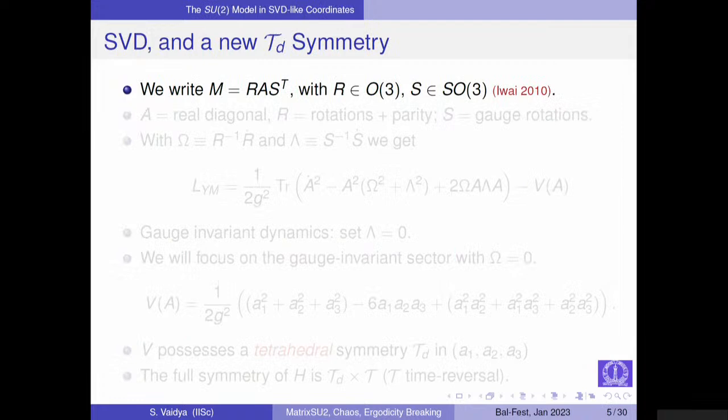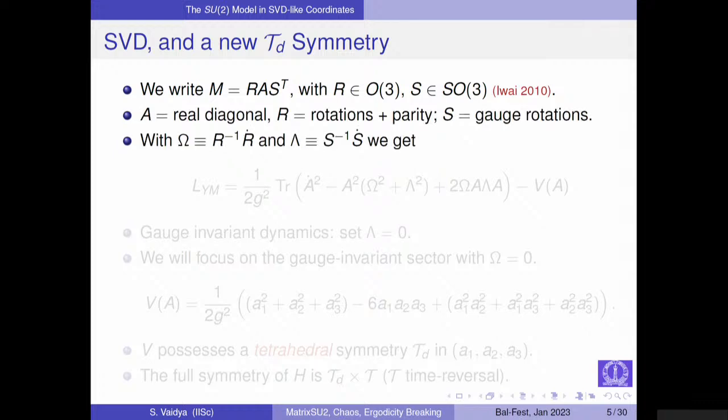Okay. But we can do more if we choose the right coordinates. This, of course, we know: you can always do more with the right coordinates. So in particular, if you decompose the matrix into SVD-like coordinates, that is, you choose an R on the left and an S on the right correctly, then you can write this as R times a diagonal matrix times S transpose. You can do this for any 3 by 3 matrix.